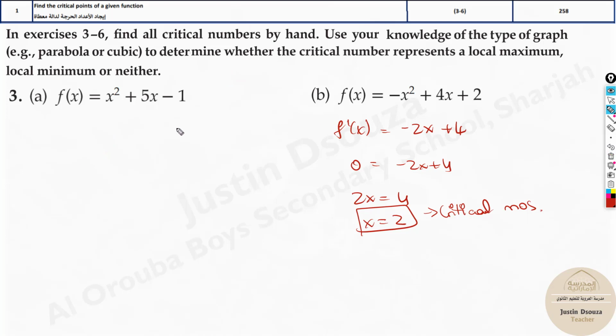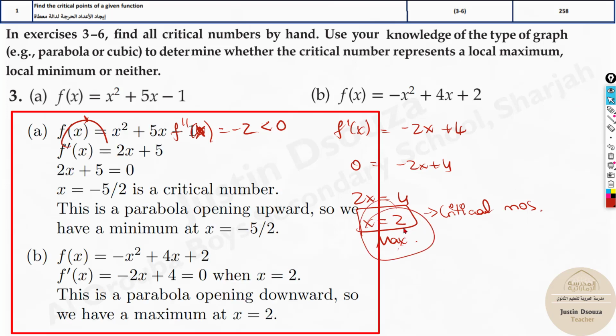But otherwise, you can just do the double derivative. f'(x) is already there. Differentiate it again and you're going to get minus 2. If this is minus 2, that means it's less than 0. Whenever the double derivative is less than 0, it is concave downwards. That means it has a maximum point. So this is maximum. In your options, you will have x equals maximum, x equals minimum. So you need to choose x equals maximum point. That's how we solve it.